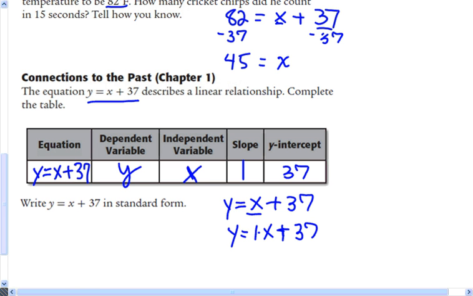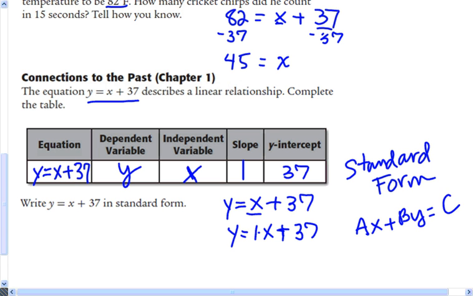If we want to write this in standard form, it looks like this. We learned this in the last chapter. We'll have some number times x plus some number times y equals some constant. So to put this in standard form, we would subtract x from both sides. So we get y minus x, or negative x plus y, is equal to 37.